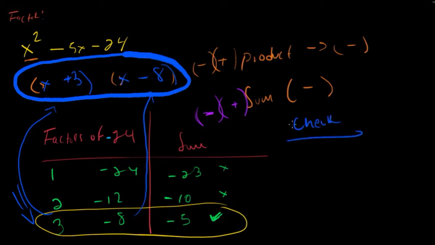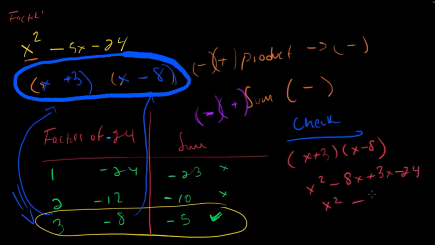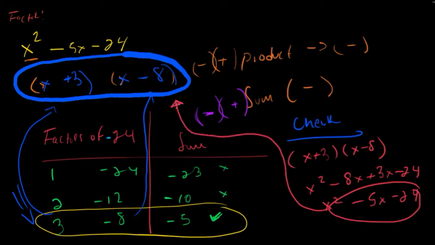The check here says that if we take x plus 3 times x minus 8 and we FOIL this, we get x squared minus 8x plus 3x minus 24. And then when we combine our like terms, we get x squared minus 5x minus 24, which is equivalent to this here. So that must mean that it is the factored form, okay?